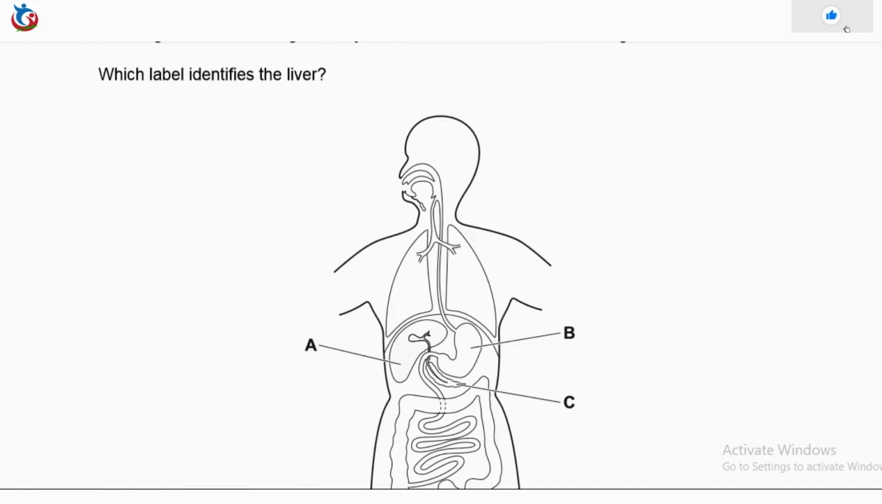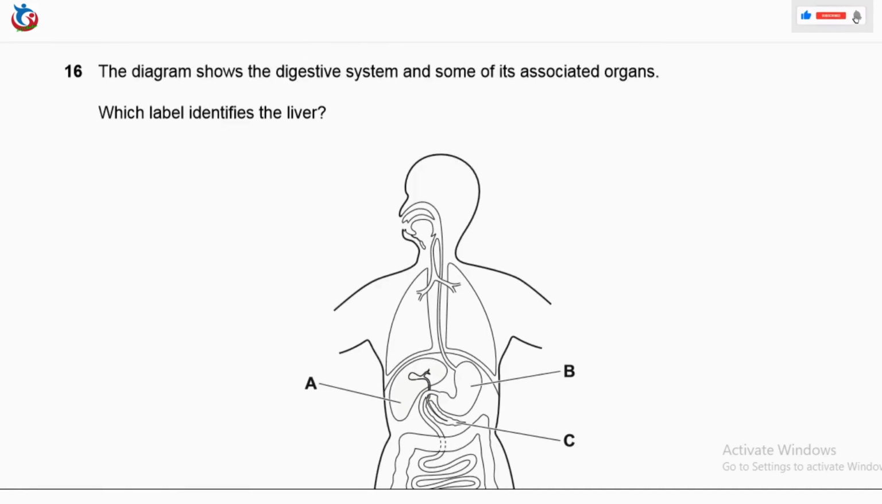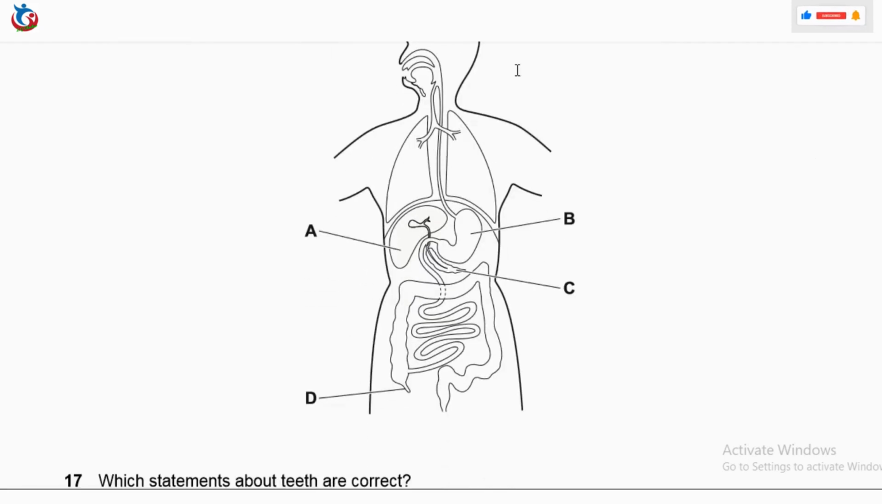Question 16 says, the diagram shows the digestive system and some of its associated organs. Which label identifies the liver? For you to identify the liver, it is advisable to just label the parts. The part labeled B is the stomach. The part labeled C is the pancreas. The part labeled D is the appendix, while the part labeled A is the liver. So the part that shows the liver is option A.